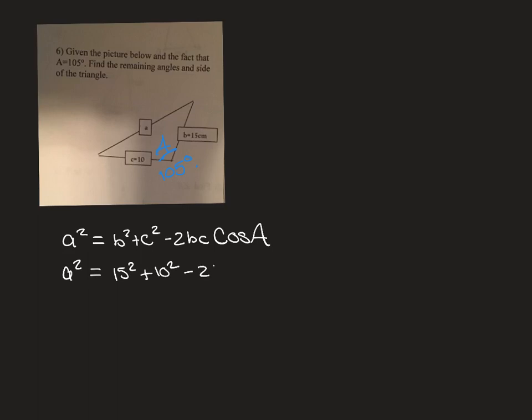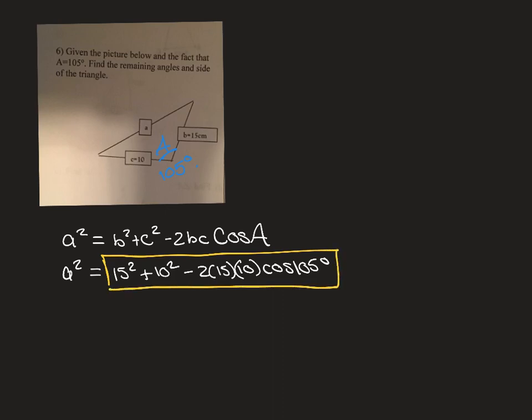Okay, well, let's do little a first because we know its angle. So here we go. We know that a squared equals b squared plus c squared minus 2bc cosine, start and end with the same letter a. So a squared is going to equal 15 squared plus 10 squared minus 2 times 15 times 10 cosine of 105 degrees. So I'm just going to type this thing that I'm boxing in yellow, the whole thing, in my calculator. And I'm going to get a squared equals a magic number. So let's find out what that magic number is.